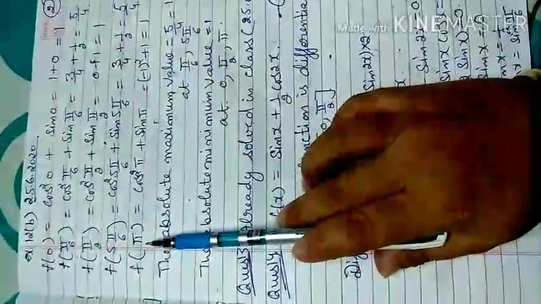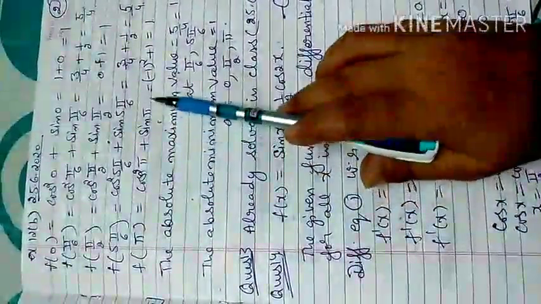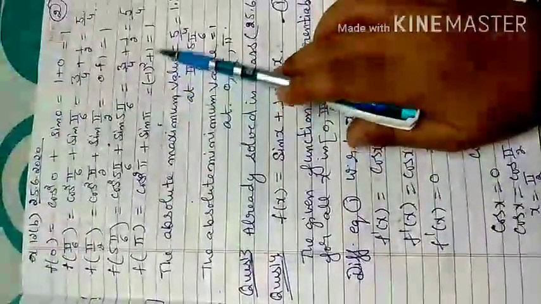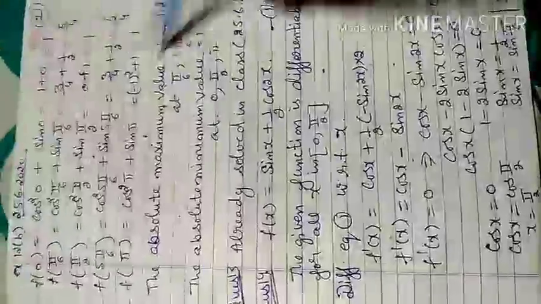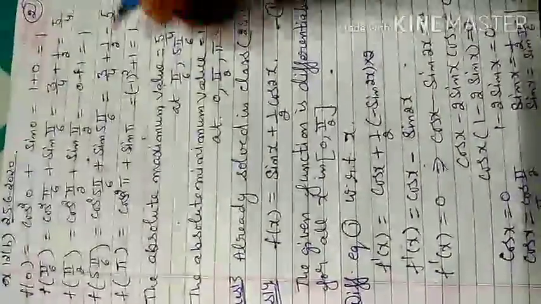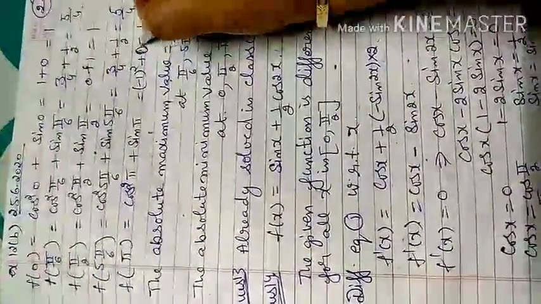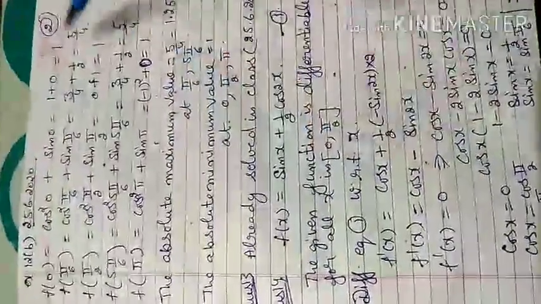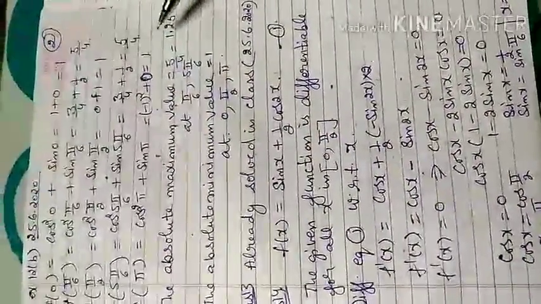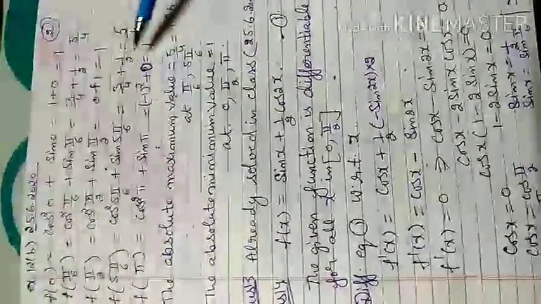And when you substitute the value pi, cos square pi plus sin pi gives you (minus 1) whole square plus 1. So that is equal to, here it will be 0 because sin pi value will be 0. Then minus 1 square is 1. Ultimately, maximum value will be 5 by 4, that is 1.25, and minimum value is 1.